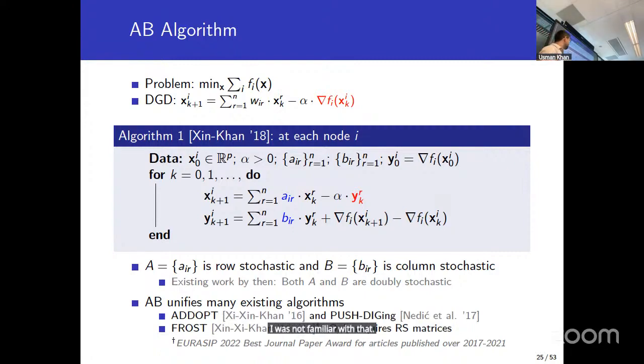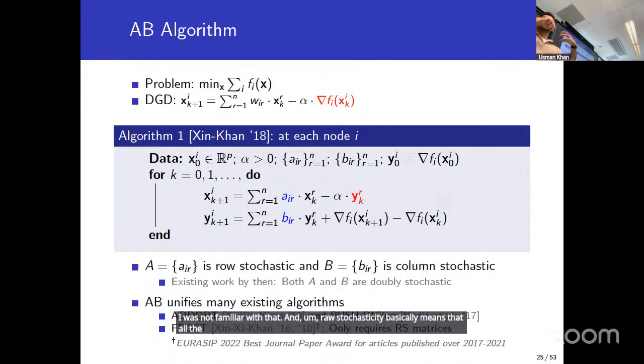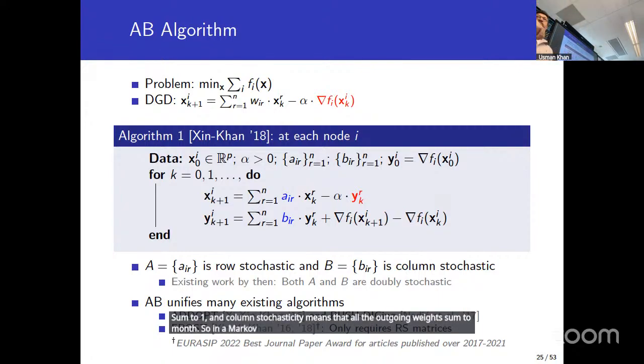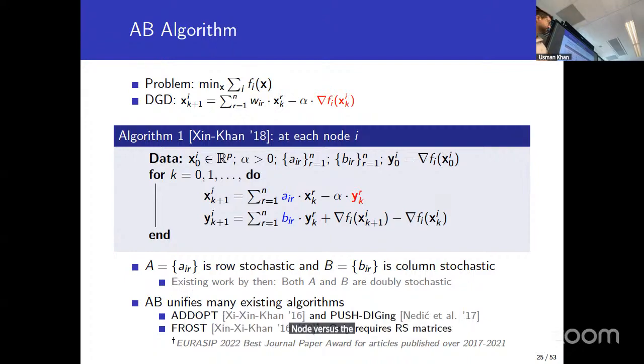And row stochasticity basically means that all the incoming weights sum to 1, and column stochasticity means that all the outgoing weights sum to 1. So in a Markov chain sense, this is the incoming probabilities of transition to your node versus the outgoing probability.